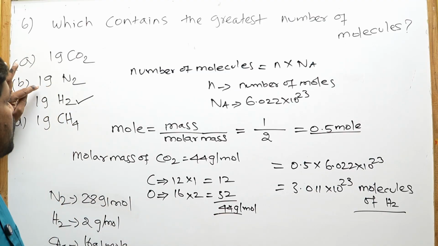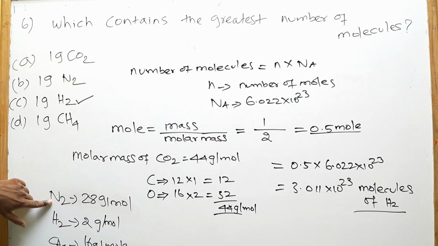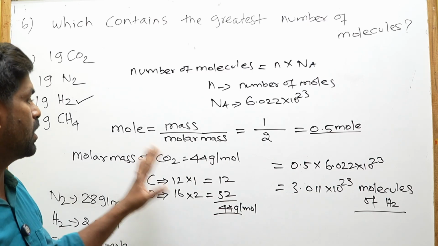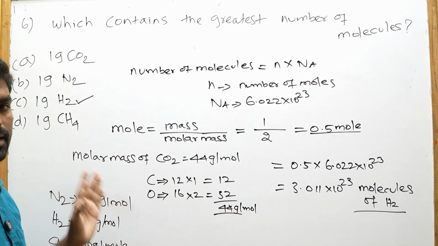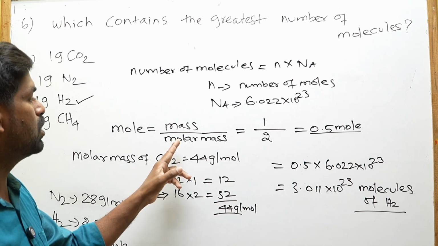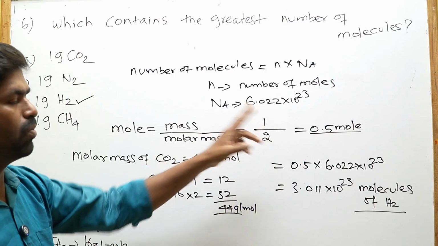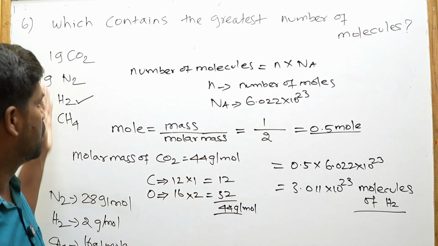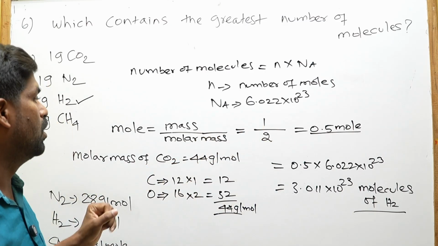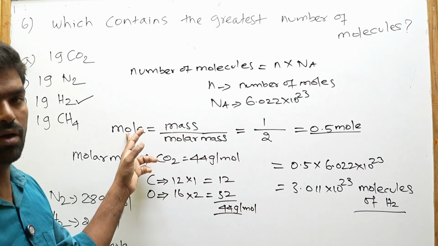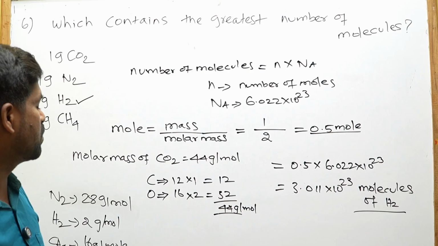Similarly, we can find the molar mass of dinitrogen, which is 28 gram per mole, dihydrogen, which is 2 gram per mole, and methane, which is 16 gram per mole. Now we have successfully calculated the molar masses of the given compounds. The next step is to substitute the molar mass, because the given mass is 1 in all the cases, whereas the molar mass changes for each compound. So the lowest value of the denominator gives the highest number of moles. It is very simple basic mathematics.